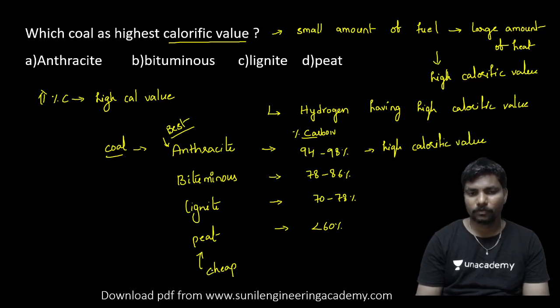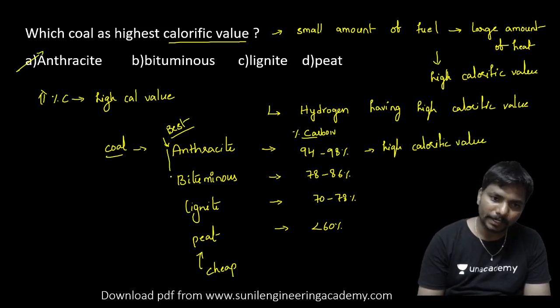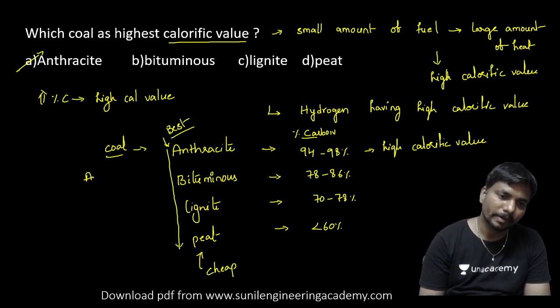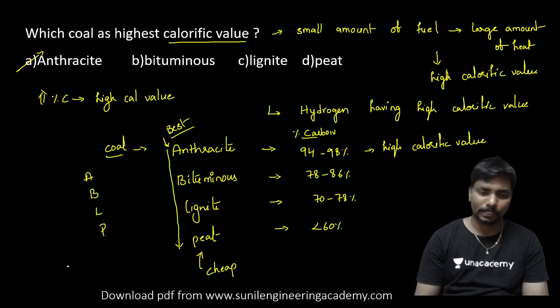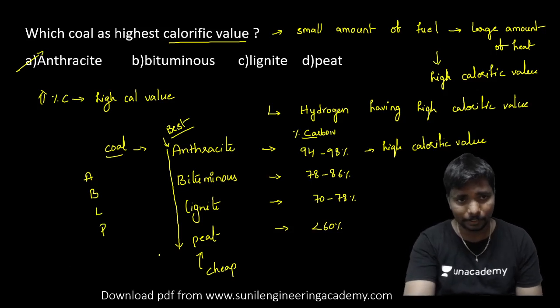Having high calorific value, so the answer is option A. It is also in the alphabetic order only. So the highest calorific value, or best type of coal, is in the alphabetic order: A, B, L, P. Like that you can simply remember.